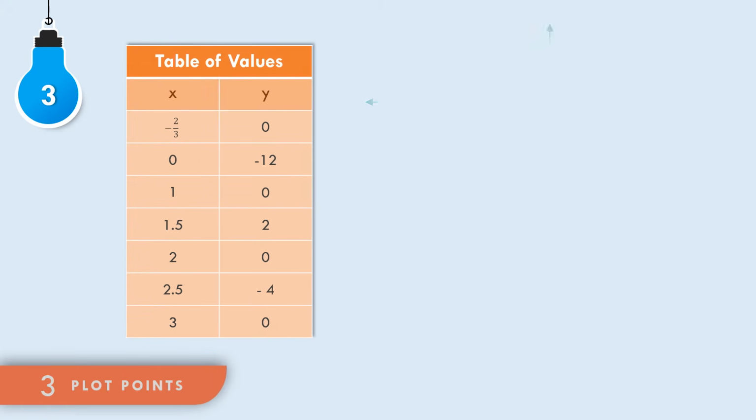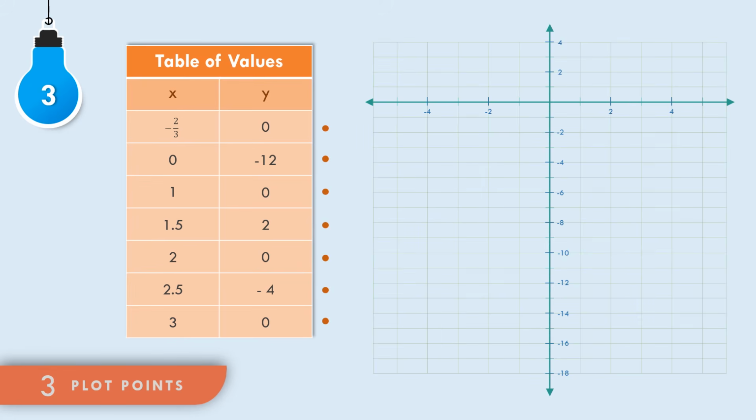Let us plot the points in the Cartesian plane. So (negative 2 over 3, 0), in between 0 and 1 on the left side. (0, negative 12) is on the y-axis. (1, 0) is on the x-axis. (1.5, positive 2) is within quadrant 1. (2, 0) is on the x-axis. (2.5, negative 4) is in quadrant 4. (3, 0) is on the x-axis.